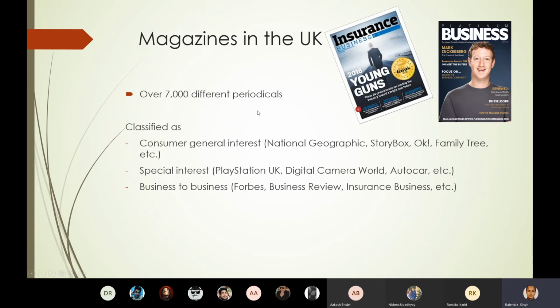Okay, so let's move on to the magazines in the UK. These could be weekly magazines that are published every week, or monthly magazines. Altogether there are more than 7,000 different periodicals. When we say periodicals, it includes magazines and newspapers, anything that comes out at regular intervals.